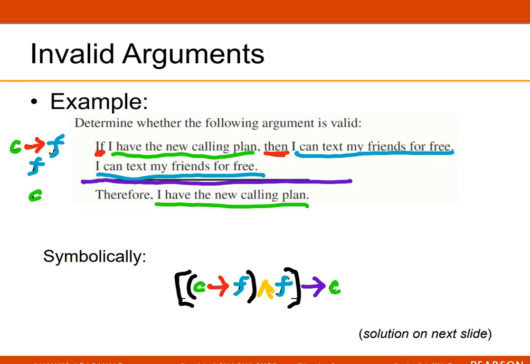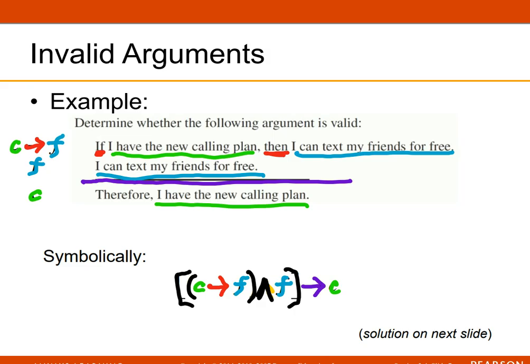Because it is an if then, it goes in parentheses. The second premise is just the F, so you connect them with an and. It is always an and right here that you connect them with. And all of that goes in front of an if then arrow, because it's if all of these premises, then the conclusion, which is the C.